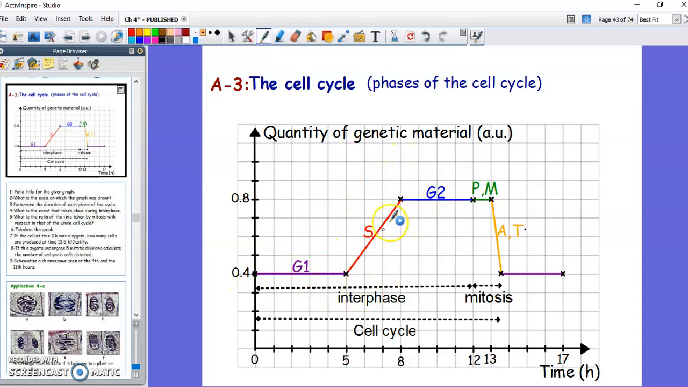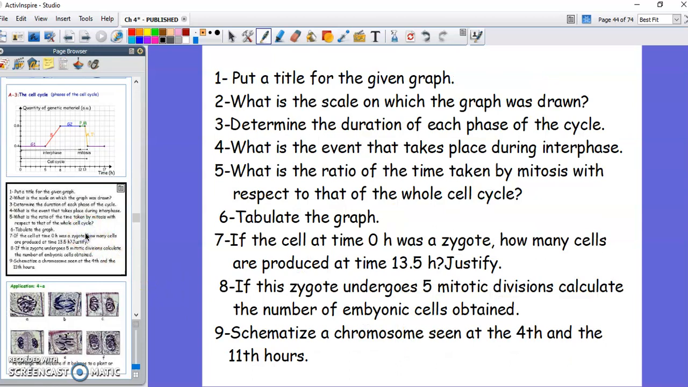This is happening in the synthesis phase. It's increasing. The quantity of genetic material duplicates here. It was 0.4, it became 0.8. And that is the main purpose of interphase. Okay, tabulate the graph, so change it into a table. This will be a homework for my students.